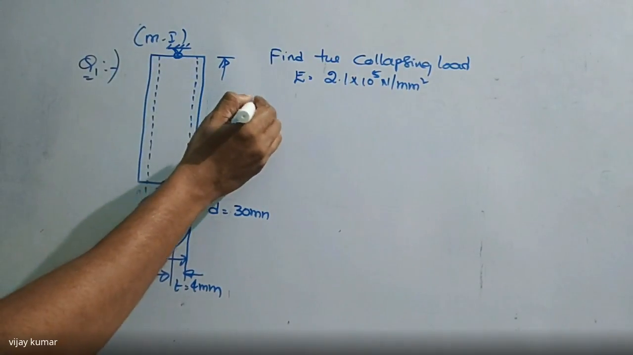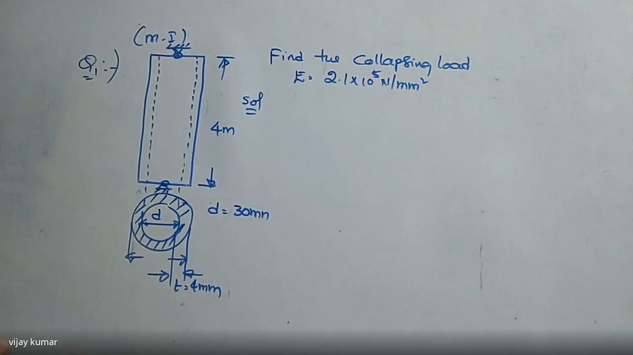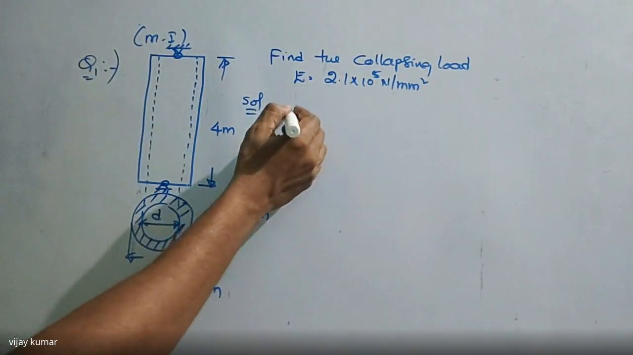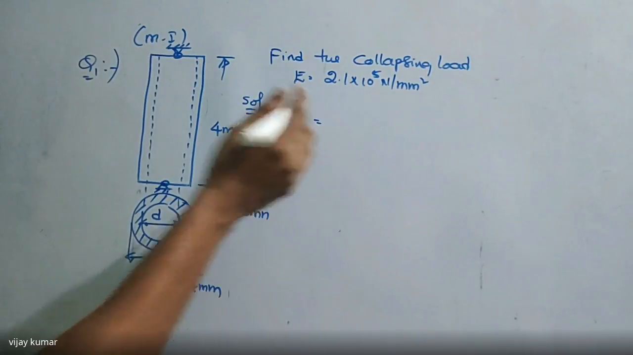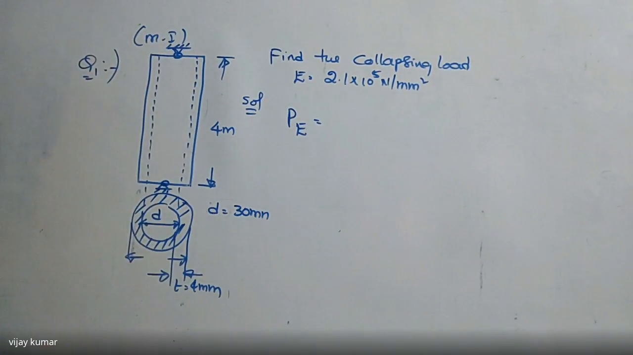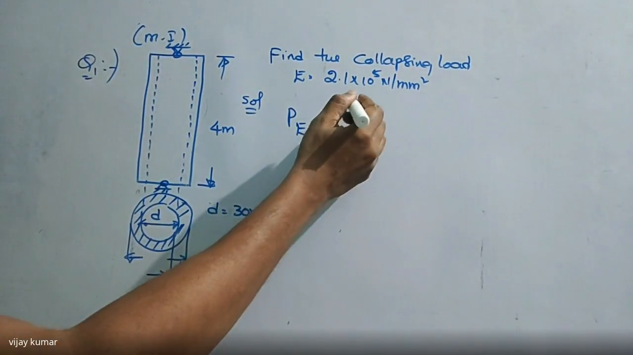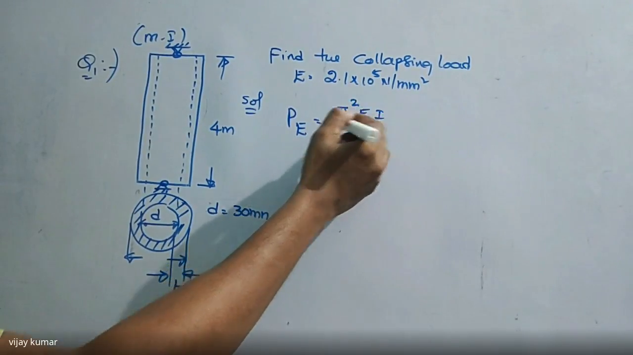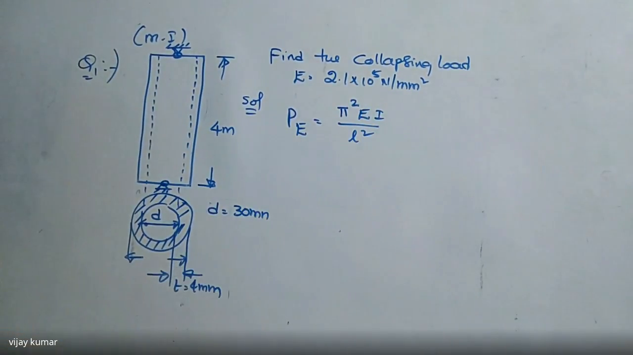In this case, both ends are hinged. I already told you the formula for Euler's critical load according to Euler's theorem of column. I'm writing here: collapsing load or critical load or crippling load is equal to PE, that is pi square into E I divided by L square. Here all values are given, but I am saying it very simply.